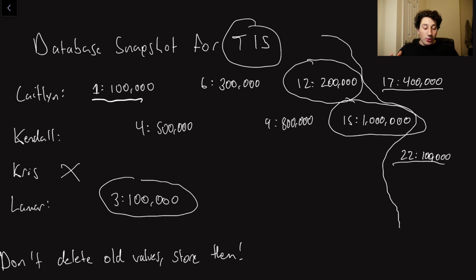So again, the point is you don't delete these old values, but rather you store them. And so for these big reads that we might have that take a long time to execute, we don't have to risk seeing the database at some inconsistent state, but rather we can use a database snapshot. And that right there is the premise behind snapshot isolation.